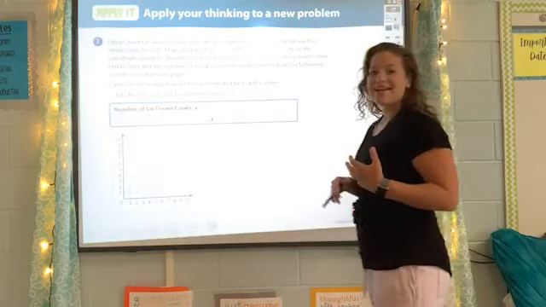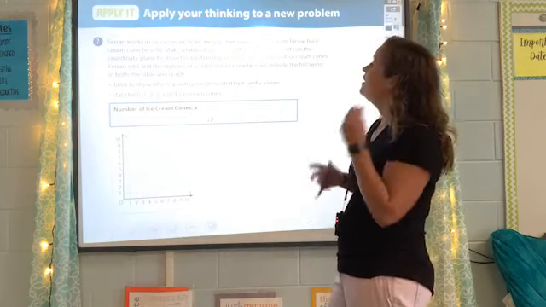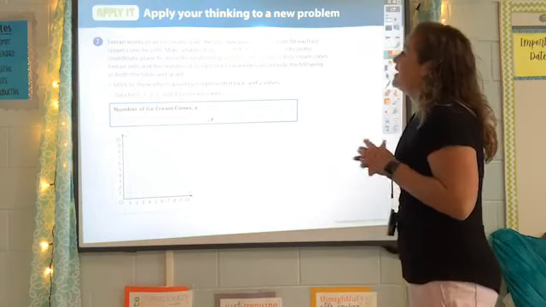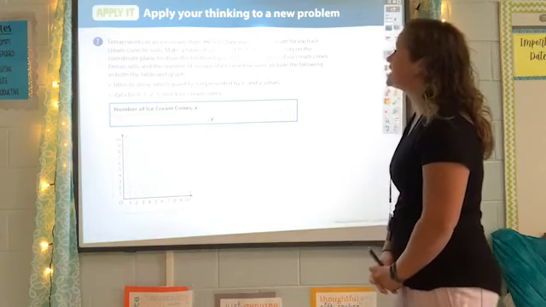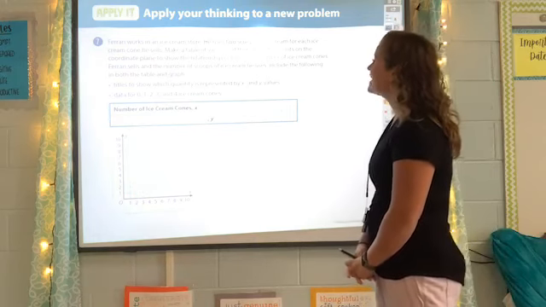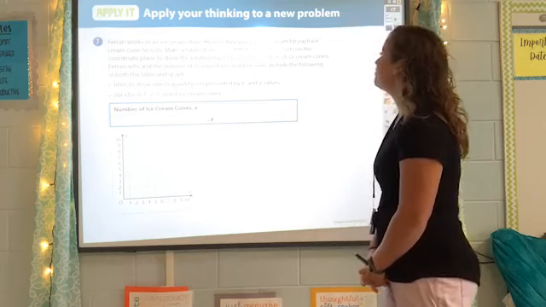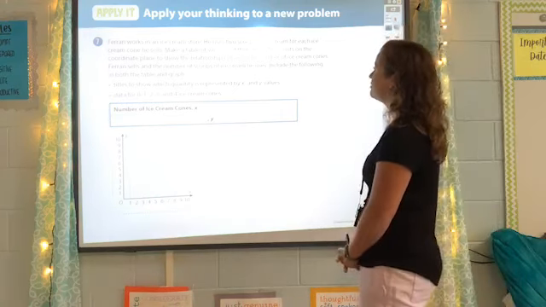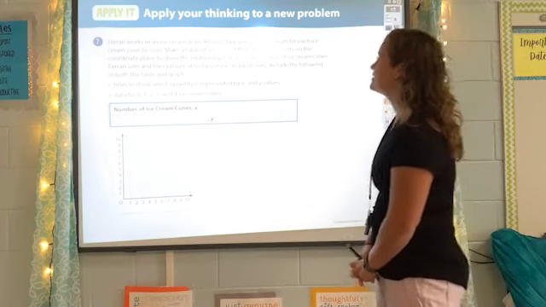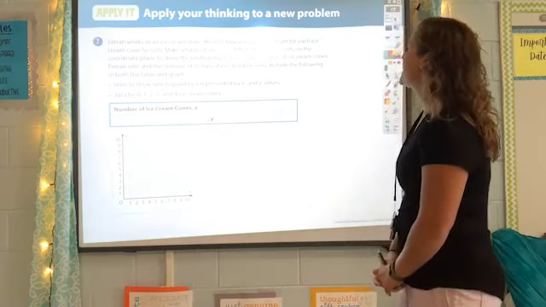All right, let's go ahead and apply this now, okay? Fran works in an ice cream store. He uses 2 scoops of ice cream for each ice cream cone he sells. Make a table of values and then graph the points on the coordinate plane to show the relationship between the numbers of ice cream cones Fran sells and the number of scoops of ice cream he uses.